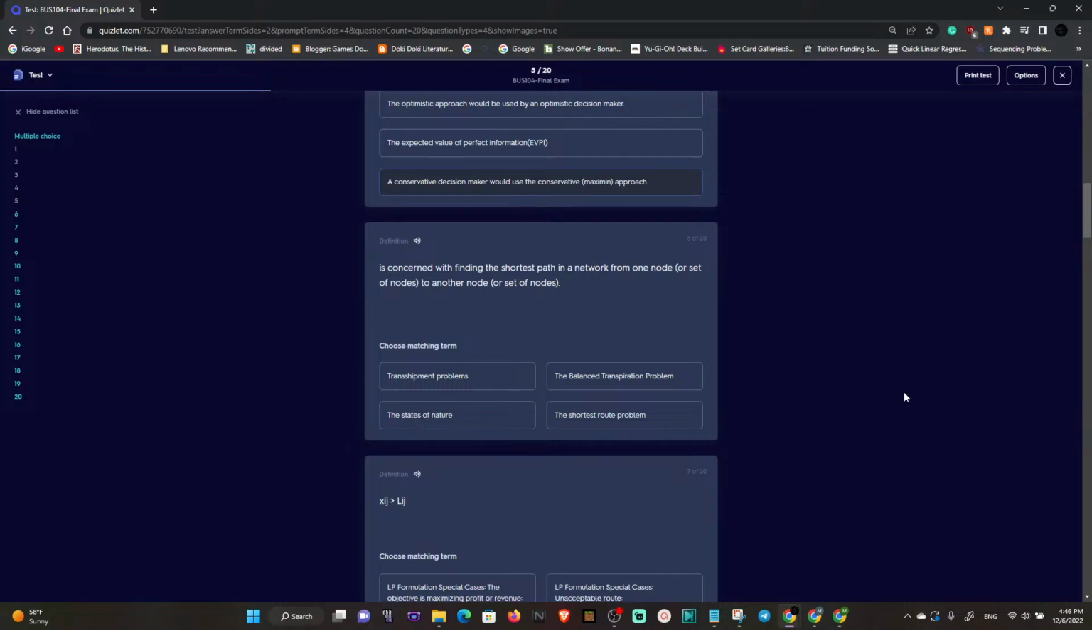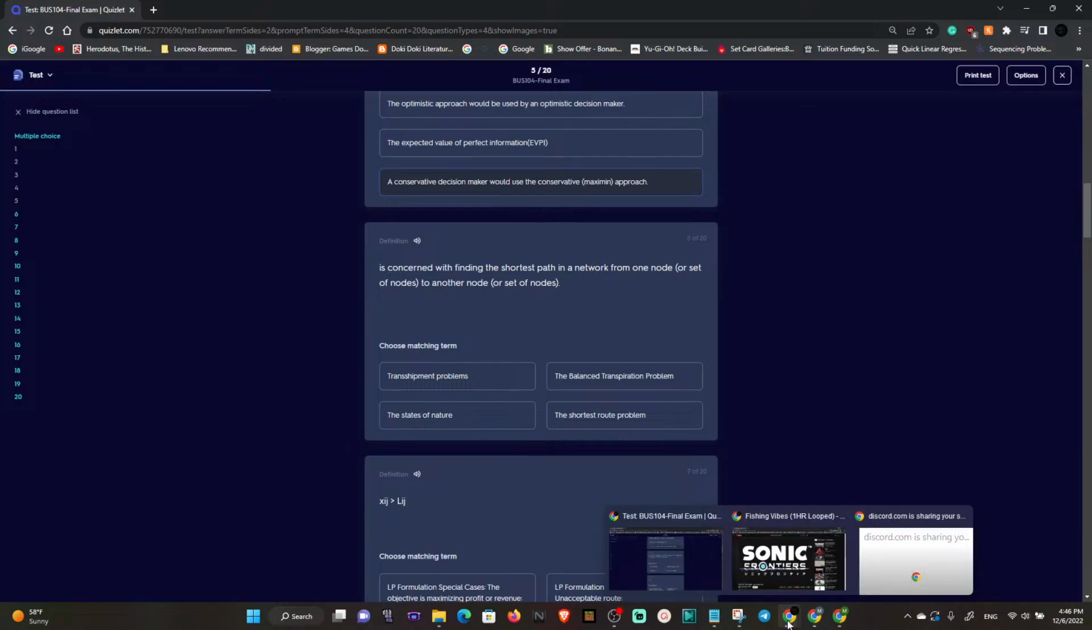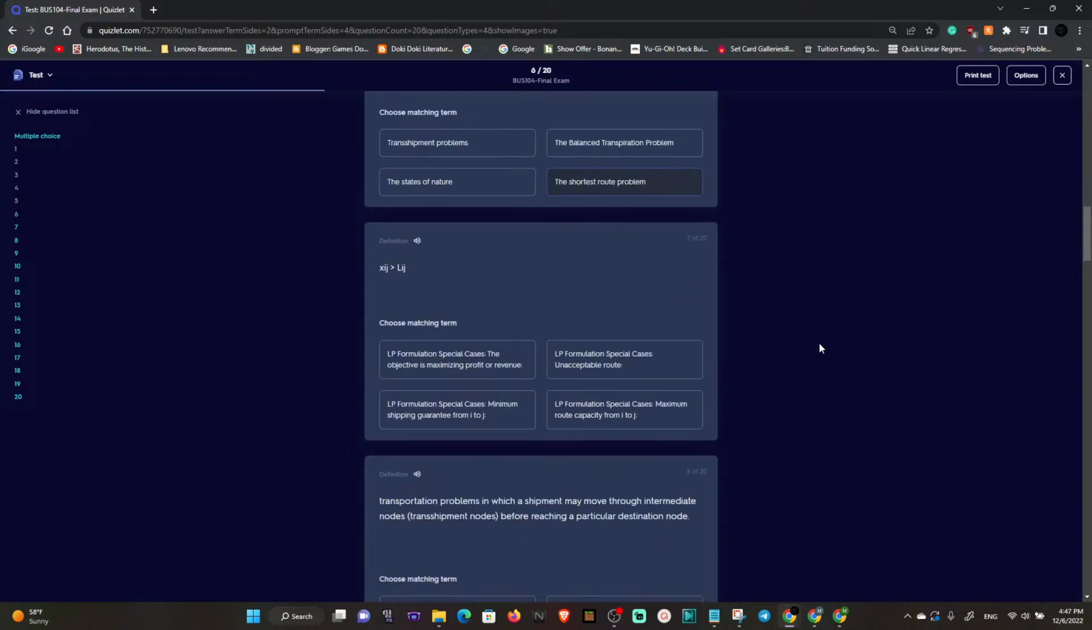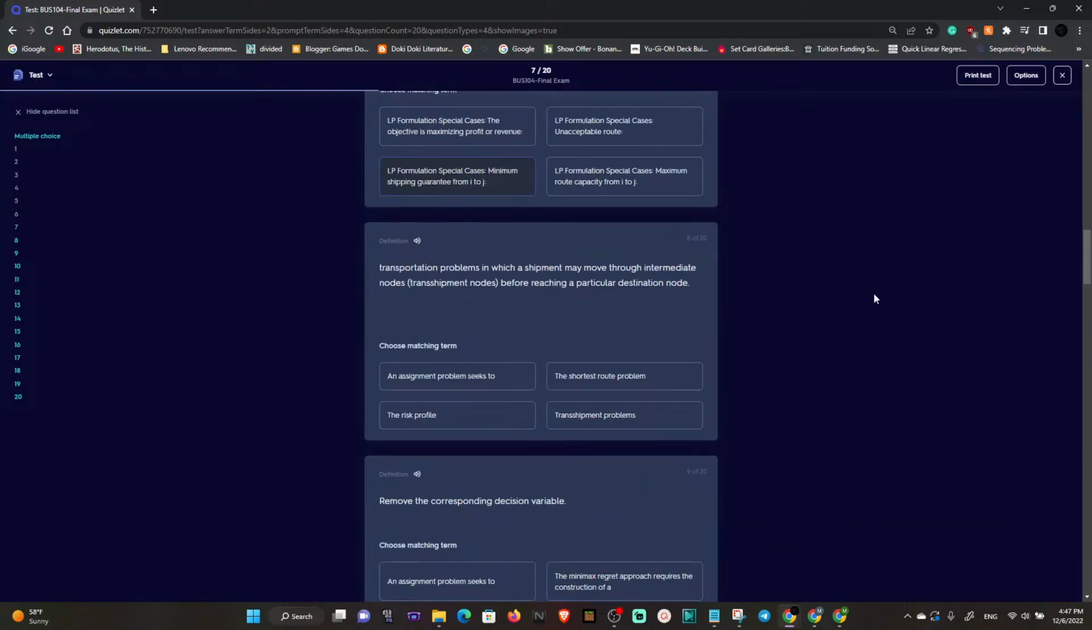It's concerned with finding the shortest path in a network from one node to another node. It's the shortest route problem. Okay. Xij, Lij. It's a greater than problem. So shipping guarantee from I to J. You're up. Transportation problems in which a shipment may move through intermediate nodes before reaching a particular destination node.